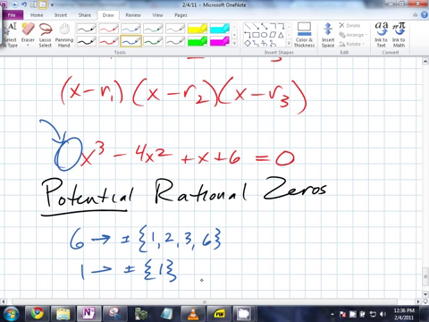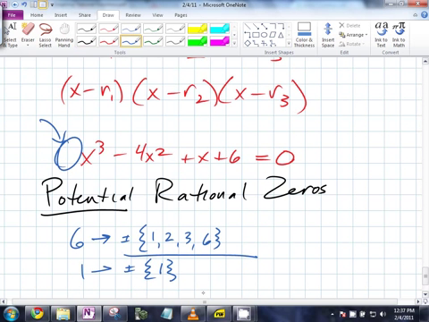Plus or minus. What would happen if instead of 1, this number was 4? How many factors are there? 1, 2, 4. Does that make our list longer? Yes. Makes it much longer. But now, how many potential rational zeros do we have? How many are in there?